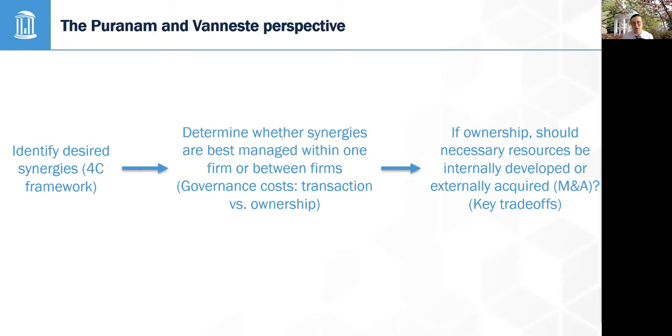If it's external organization, that pushes you to alliances of some sort. If it's internal, then the question becomes whether or not to use internal development or M&A to acquire the resources you want. And then there's the key trade-offs framework for thinking about that. So again, the key issue with this perspective is thinking about internal versus external first. And then if it's internal, thinking about the best way of internalizing the synergies.